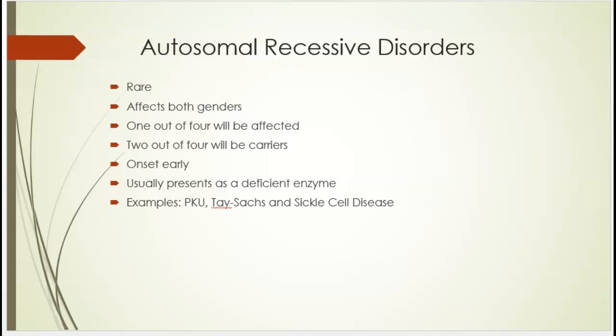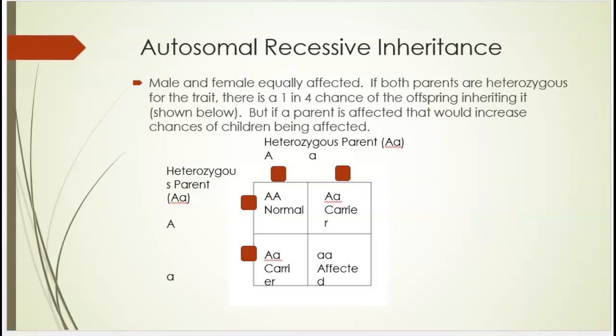Onset usually will be early, and there'll be an early expression of these recessive disorders. They can present, in some cases, as a deficient enzyme. Now, enzymes, don't forget, help to facilitate chemical reactions. So in some of these cases, like PKU, they don't have an enzyme that breaks down phenylalanine. So we'll look at that. Okay, so we're going to look at those 3 examples. First of all, let's look at that stinking Punnett square again.